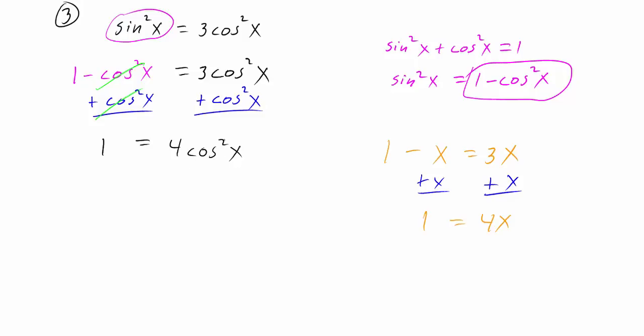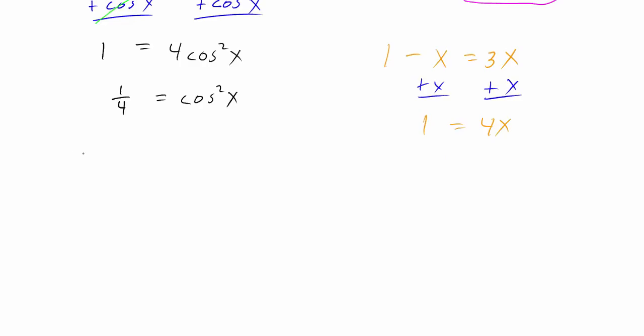So we need to get the cosine squared by itself. So to get rid of the 4, we could divide that away. Cosine squared x then would be equal to 1 over 4. And I'm going to switch the sides here. I'm going to rewrite this. I think it's easier for you to see if I switch this to cosine squared equals 1/4. And again, you don't have to do that.